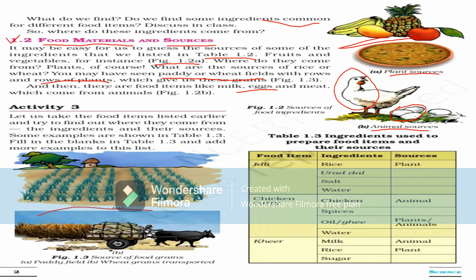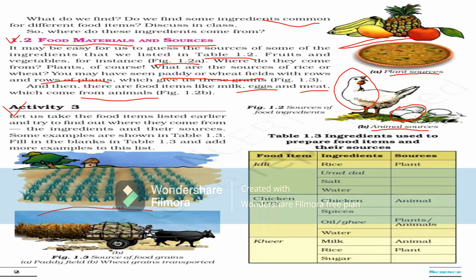And these are the food items like milk, egg, meat, which come from the animals. What we eat, egg, milk and meat, come from the animals. What comes from the plants is the fruits and vegetables we get.